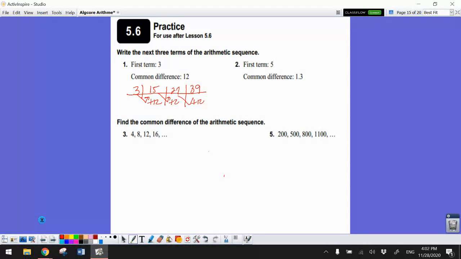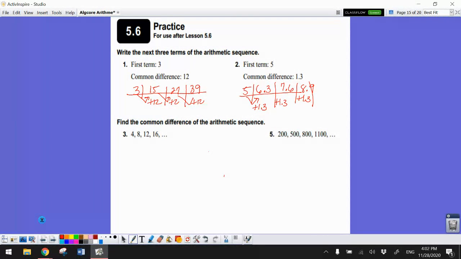So there are my next three terms. Now this one, we've got a 5, and we're adding 1.3. So 5 plus 1.3 is 6.3, plus 1.3 again is 7.6, plus 1.3 again is 8.9.